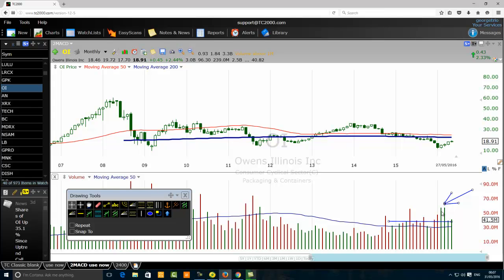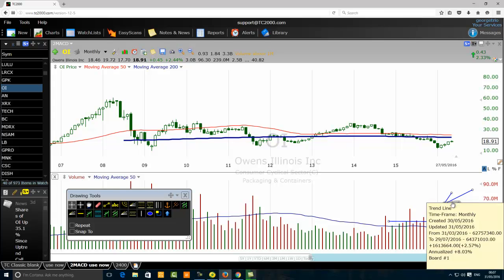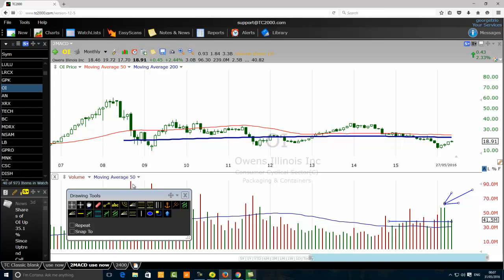Was that a bearish stock volume signal? All right, here it is. What do you think? Put your comment in the comment section.